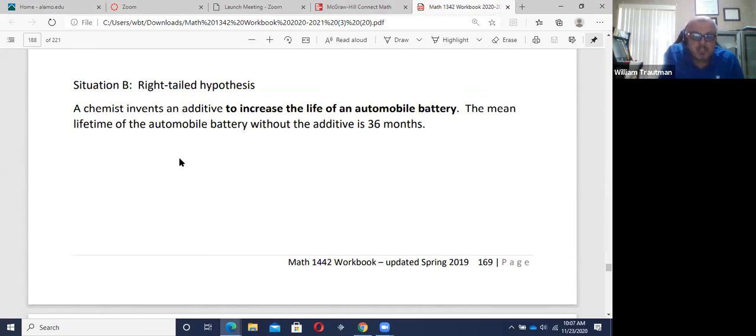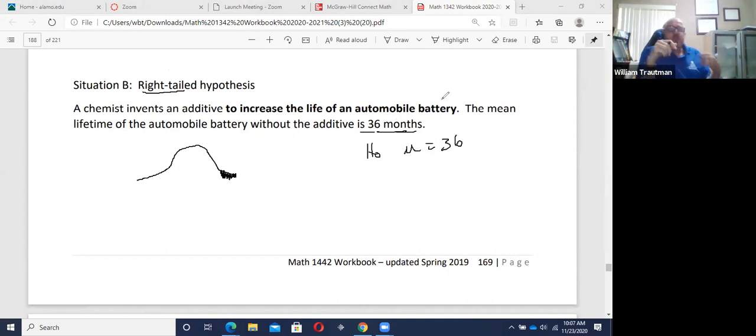Now, look at this next one. It says a right tail. In other words, you have a normal curve, and only the tail on the right side is shaded. Right tail hypothesis: the mean lifetime of an automobile battery without the additive is 36. So the null hypothesis is the mean is 36. However, remember the alternative hypothesis is the opposite. The null is what it is. The alternative is another way of looking at it, what a scientist is trying to figure out.